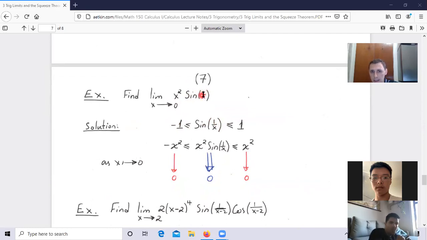Whatever is sine of 1 over x, it's always between -1 and 1. Sine of anything is always bigger than or equal to -1 and less than or equal to 1. And then if I multiply by x squared, I have this bound. You see, I have a lower function flanking from below and another function flanking from above, and the limit of each of them, minus x squared and x squared, converges to 0. That forces the middle guy to go to 0 as well. You understand?